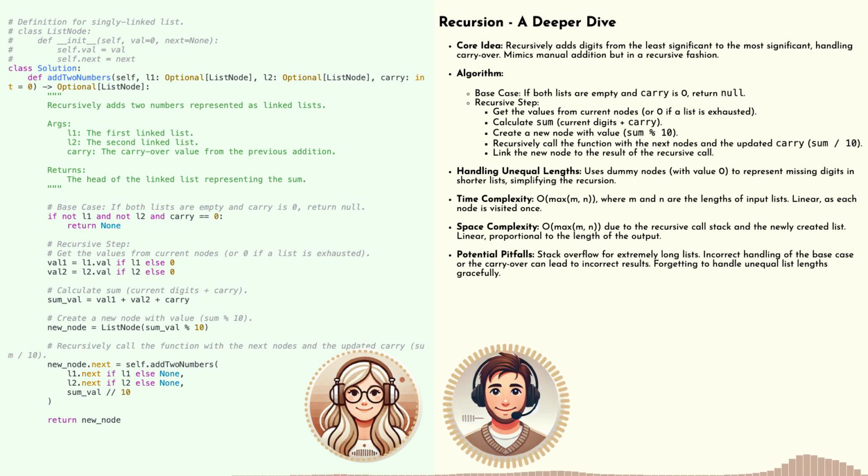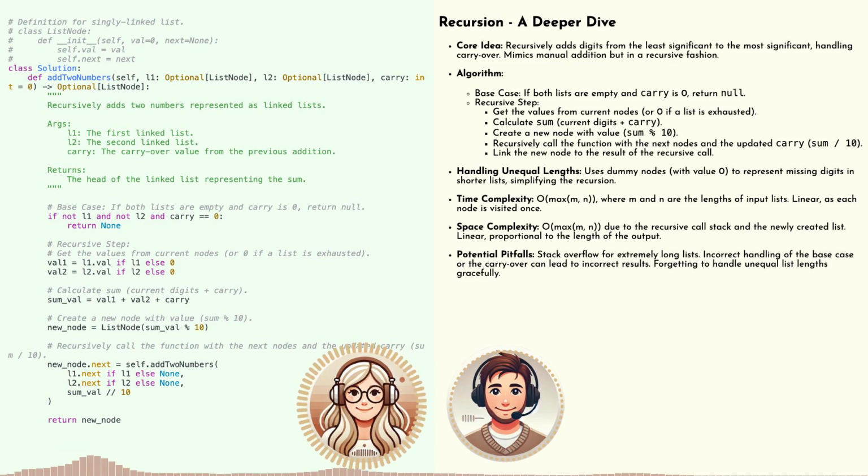But what happens when we get to the end of our linked lists? How do we tell our recursive function to stop calling itself? We don't want it to go on forever. That's where the base case comes in. The base case is the condition that tells the recursion, okay, you've done your job, time to stop. In our case, the base case would be when we reach the end of both linked lists.